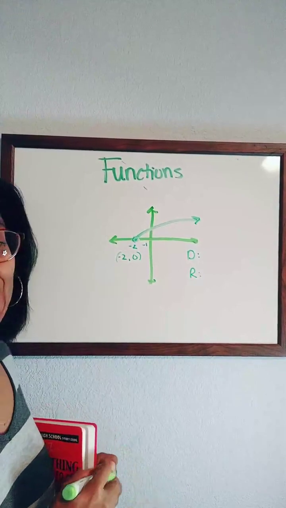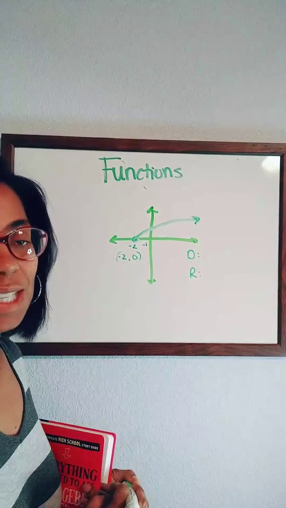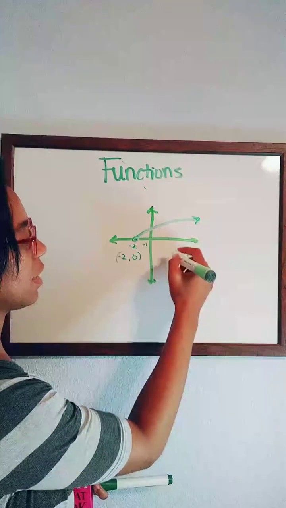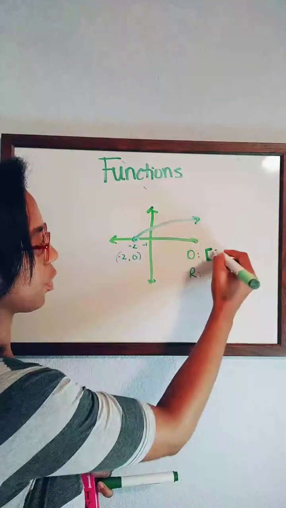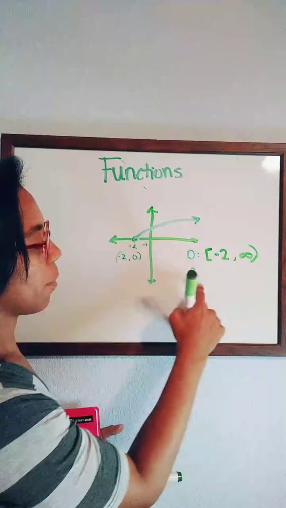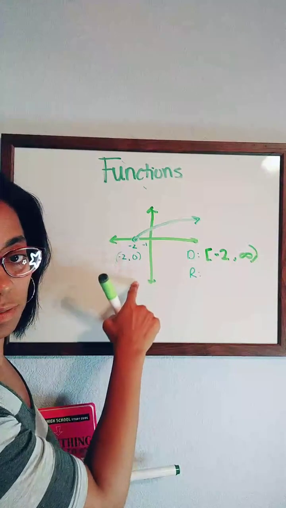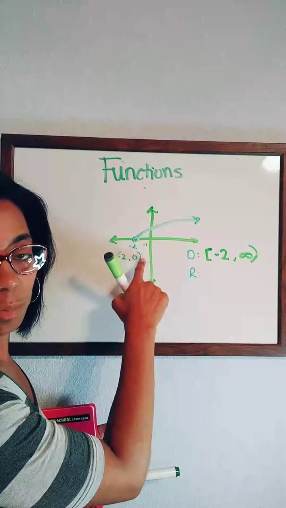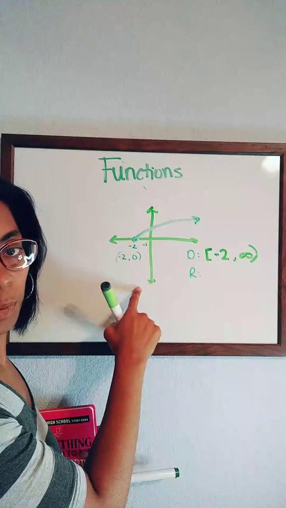So my domain is -2. Very good. My range is 0. Vivian says -2. Very good. So my domain is included. It will begin at -2 and it will go to positive infinity. But my range, does it extend down into the negative? Do I have any numbers that are going to be included on my negative? No.